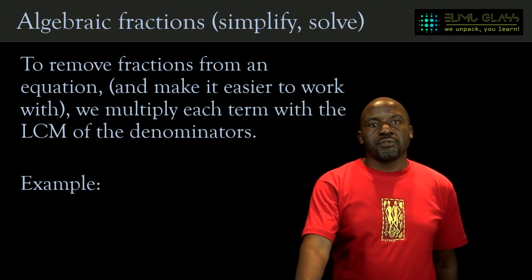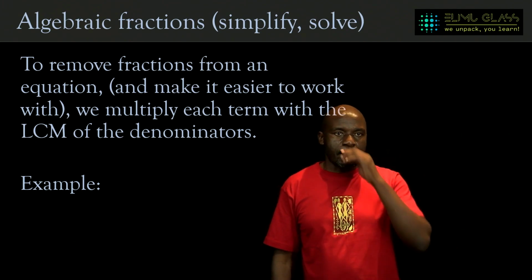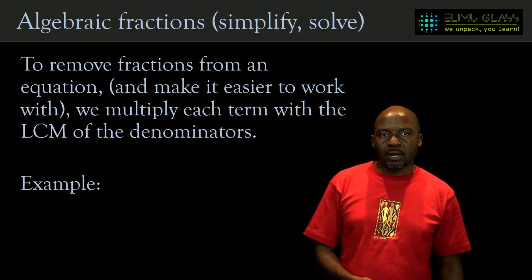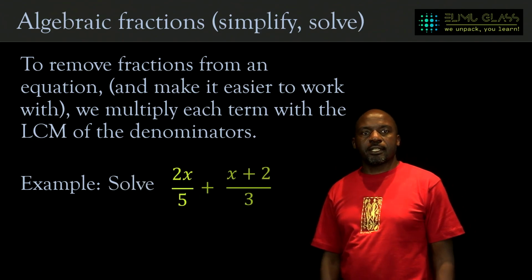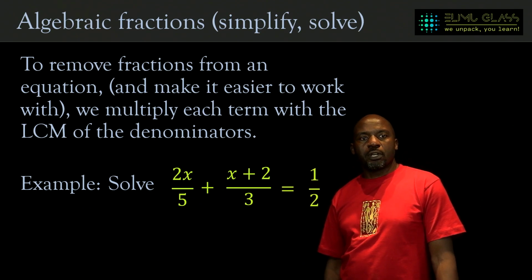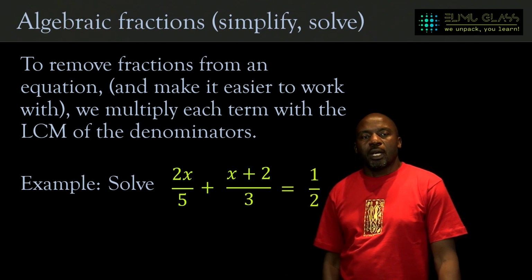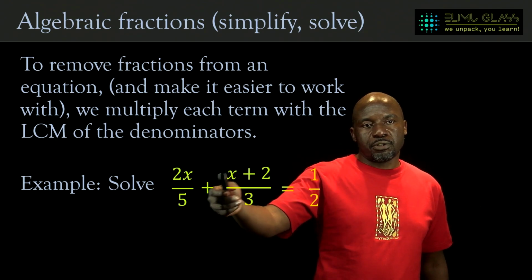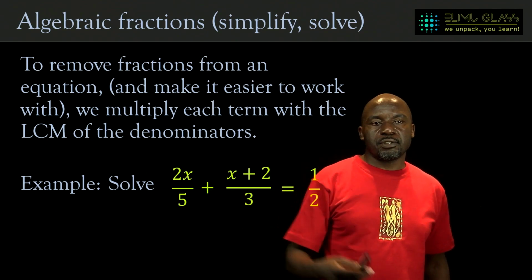To remove fractions from an equation and make it easier to work with, we multiply each term by the LCM of the denominators. So this is what I'm talking about here. If you're told to solve a question such as that, it is equal to a half. If we're going to solve this problem, you can go through the long method of adding those two fractions together, multiplying by 3 over 3 and 5 over 5 there and so on.